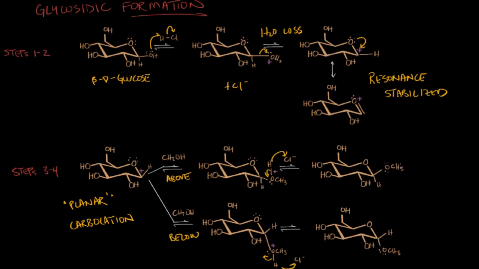So if the additional OR group right here is cis with respect to that last carbon, we end up with the beta glycoside. And again, if it's trans, we end up with the alpha glycoside.